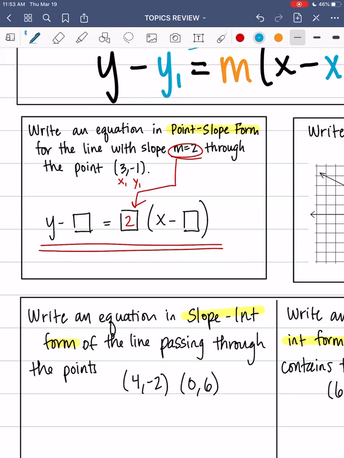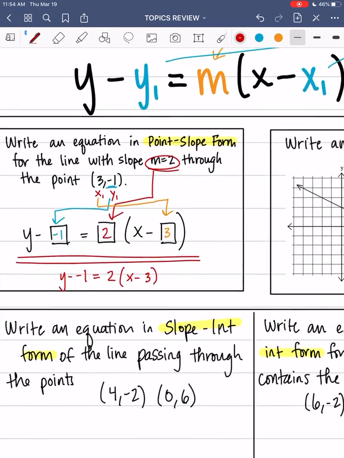So the y number, which is -1, needs to go next to the y. So we'll put a -1 in that box. And then the x number, which is 3, goes next to x. So our final answer is y minus -1 equals 2 times the quantity x minus 3. And that would be in point slope form. Okay, so that's the easiest type of question.